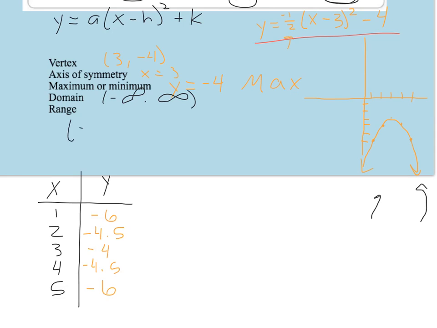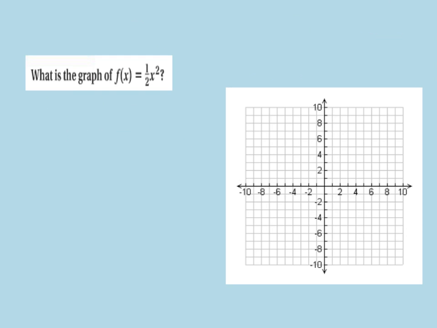So it's going negative infinity. And how far up do I go? This is the highest point that I can go up, which again is my maximum. The highest point here would be at negative 4. And I'm going to put a bracket on that because it includes that number. So my range is going to have whatever your maximum or minimum number is going to be. And that would be your domain and range.